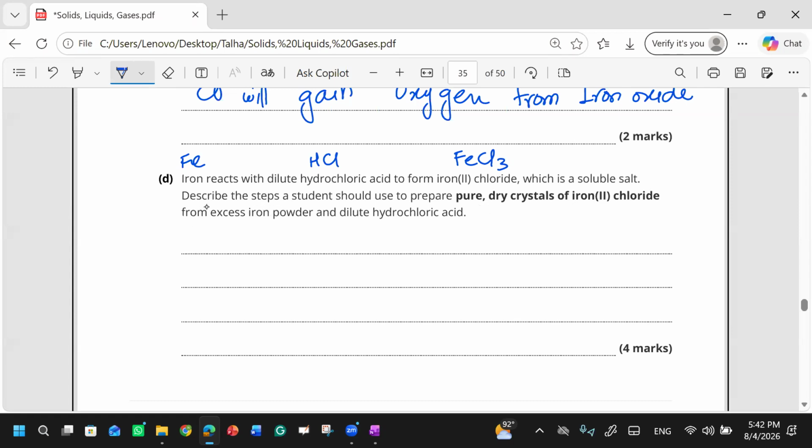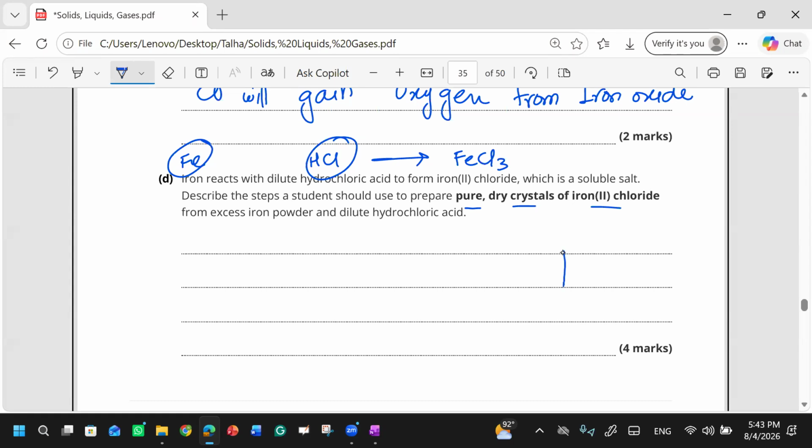Okay. Describe the steps a student should use to prepare pure dry crystals of iron chloride. Now, if we have to make this from the iron and HCl, which steps should be followed? This is what they are asking.